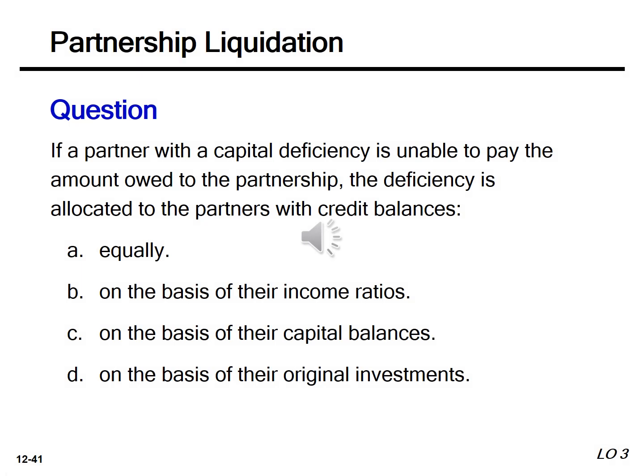Another question says, if a partner with a capital deficiency is unable to pay the amount owed to the partnership, the deficiency is allocated to the partners with credit balances: A, equally, B, on the basis of their income ratios, C, on the basis of their capital balances, or D, on the basis of their original investments. And of course, the answer here is B. The deficiency is going to be allocated to the partners with credit balances on the basis of their income ratios.